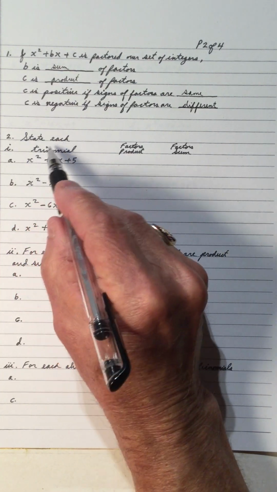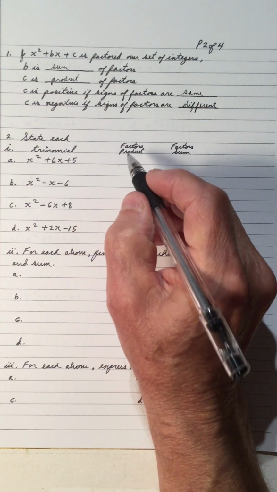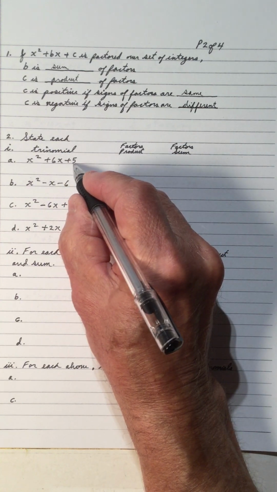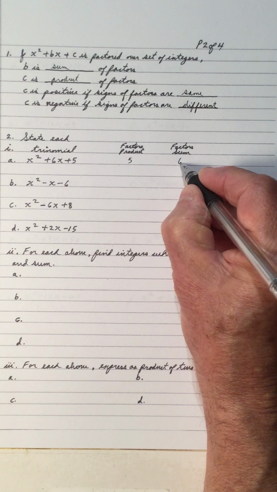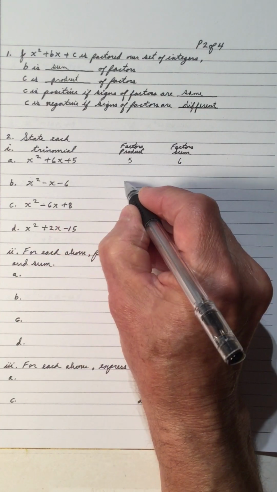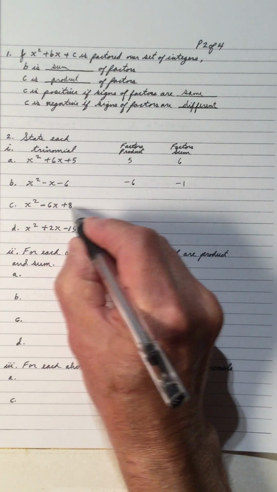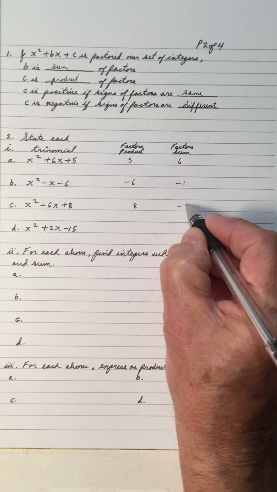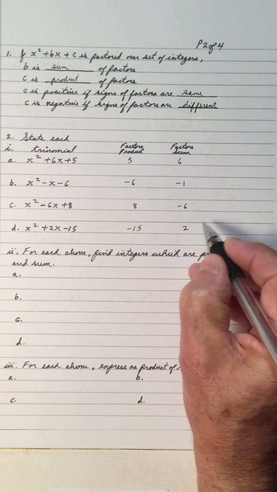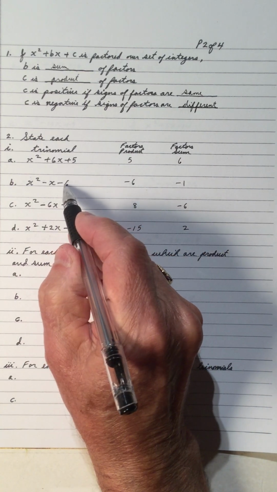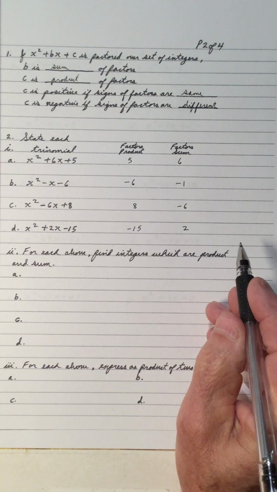Number 2, state each. We have this column of trinomials, and the product is on the end. The product is C. Product is 5. The sum is in the middle, 6. Product is on the end, C, negative 6. The sum is in the middle, negative 1. Product is 8. Sum is negative 6. Product is negative 15. Sum is 2. Again, the end result is the product right here, and the sum of those factors is in the middle.